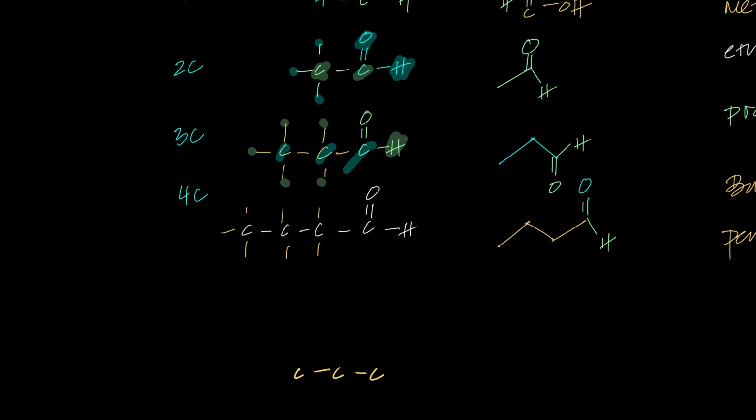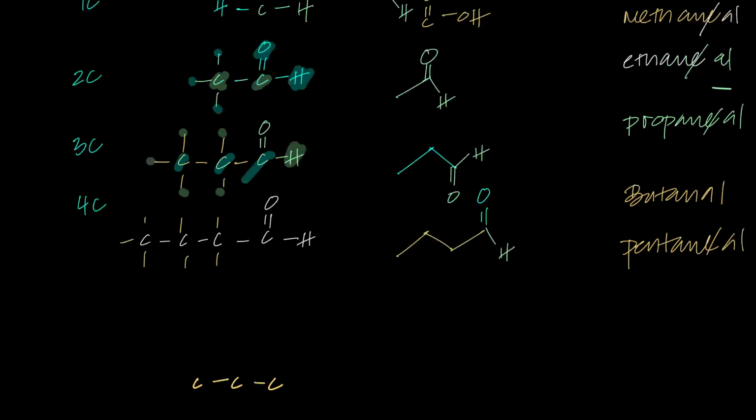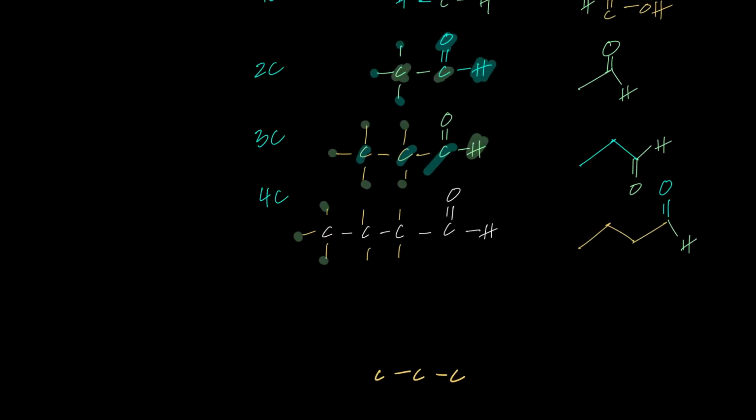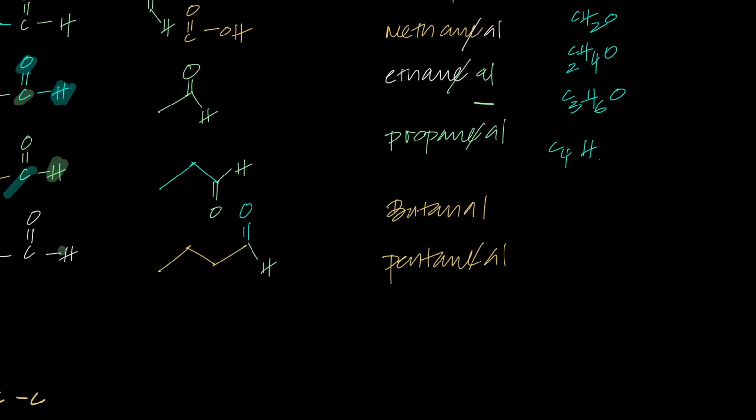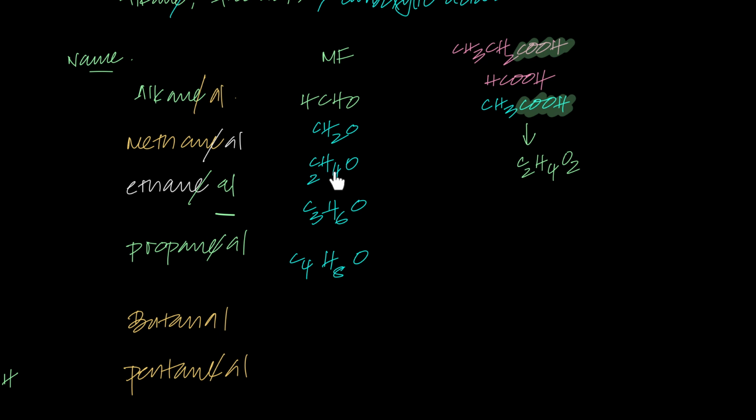Similarly, if you were to write for butanal, it's meth, eth, prop, but. Butanal is 4 carbons. How many hydrogens do you have? Count it out: 1, 2, 3, 4, 5, 6, 7, 8. You have 8 hydrogens, so it's C4H8O. And what you realize is the number of hydrogens is twice the number of carbons.